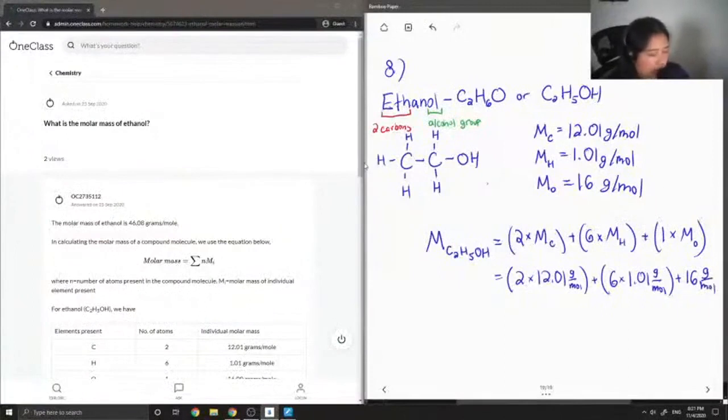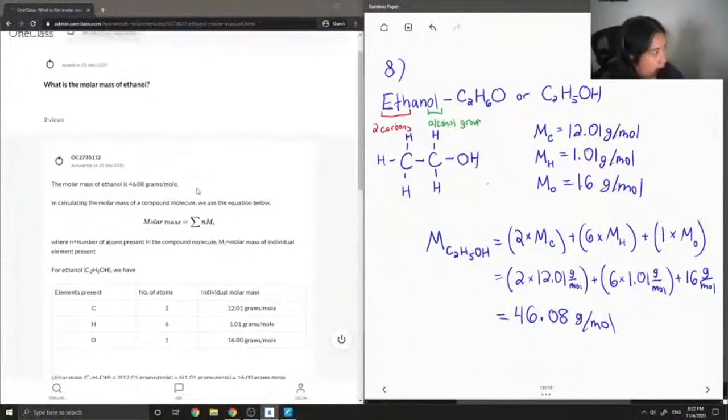And then if we add it all up, we end up with a value of 46.08 grams per mole. So let's see what our junior tutor said. The molar mass of ethanol is 46.08 grams per mole.